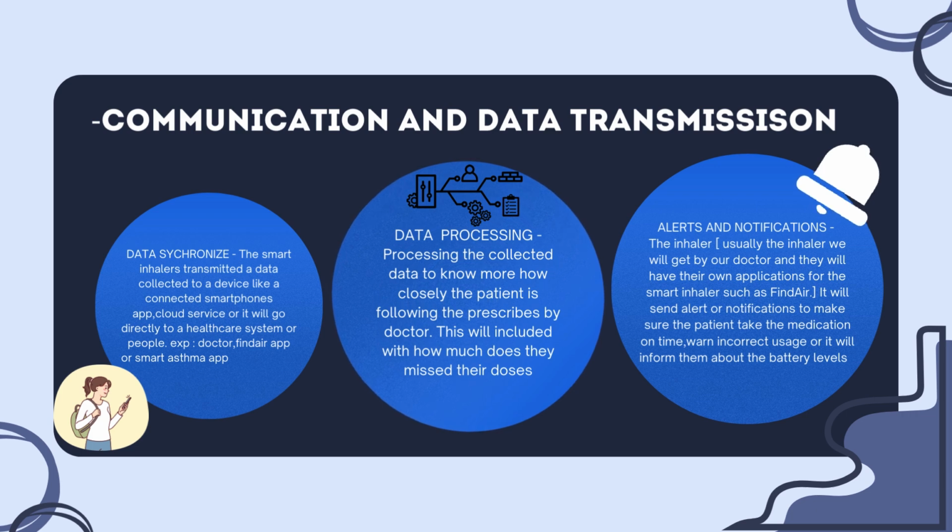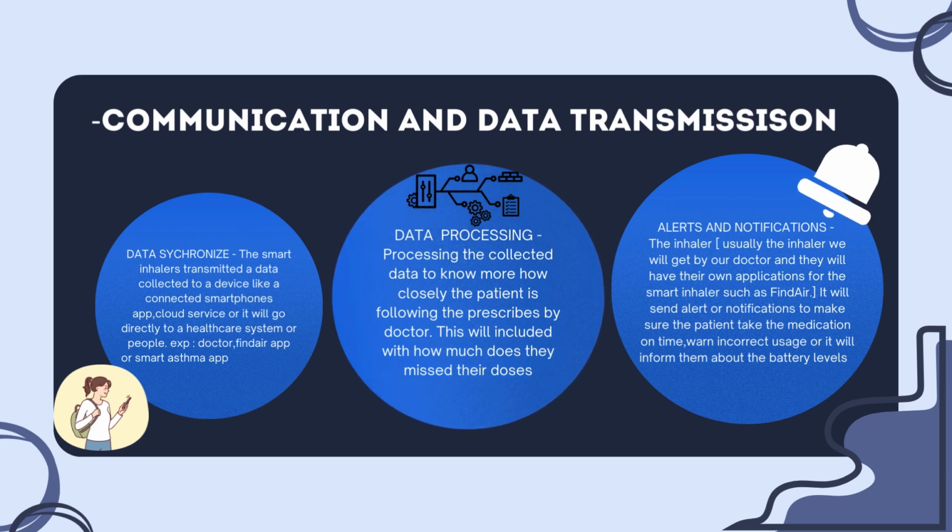For communication and data transmission, we have three parts, which are data synchronization, data processing, and alerts with notifications. For data synchronization, the smart inhaler transmits the collected data to a device like a connected smartphone app, cloud service, or it will go directly to a healthcare system or provider. For example, we have Dr. Find AI or the Smart Asthma app.